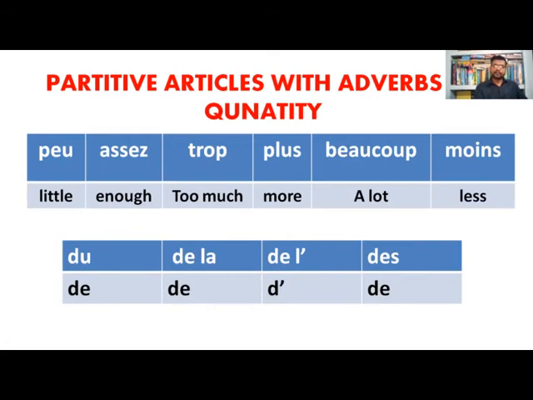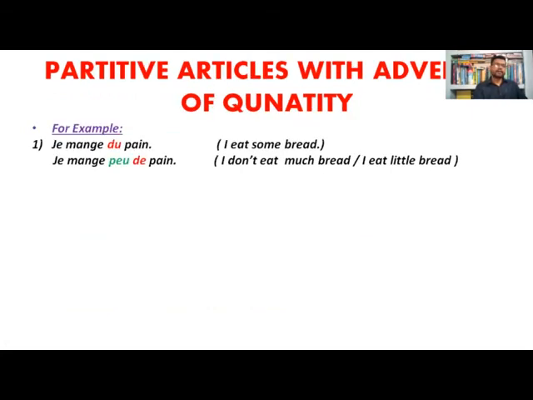So let's see some examples of this. For example, we have here the same example we are using. Once again, je mange du pain. I eat some bread. Je mange peu de pain. I eat little bread. Or if you want to say, I don't eat much bread.